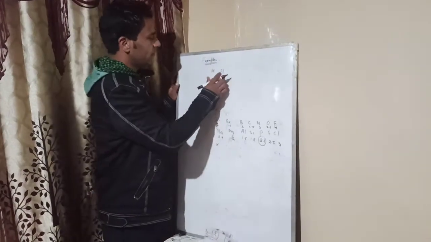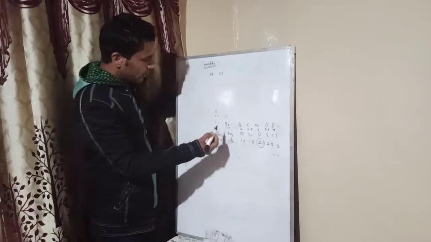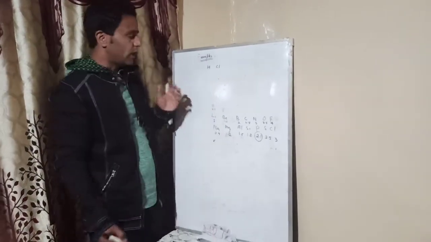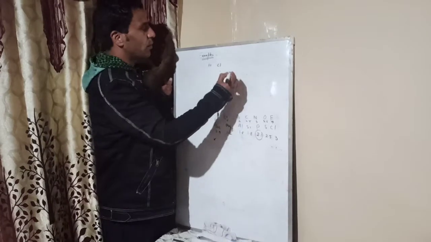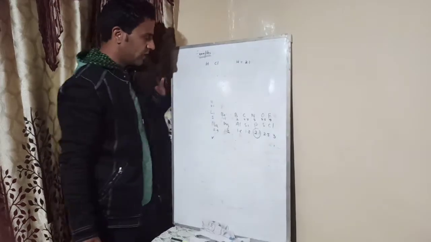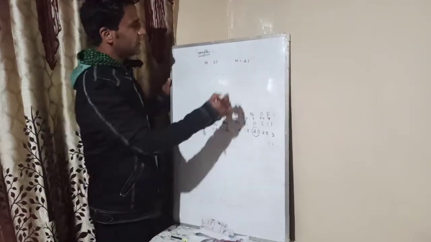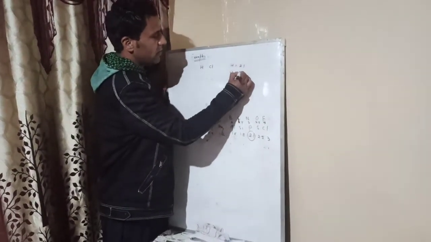Let's take a simple example, that is HCl, hydrogen chloride. Now according to the Pauling scale, what is the electronegativity value for hydrogen? It's 2.1. So H has the electronegativity value 2.1. Now what is the value of chlorine? Chlorine has the electronegativity value 3.1.